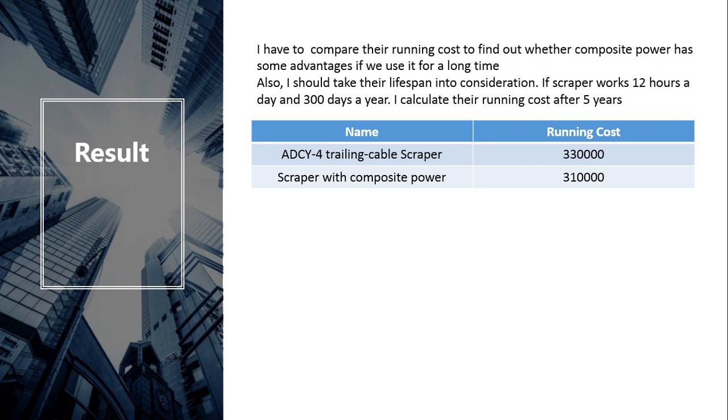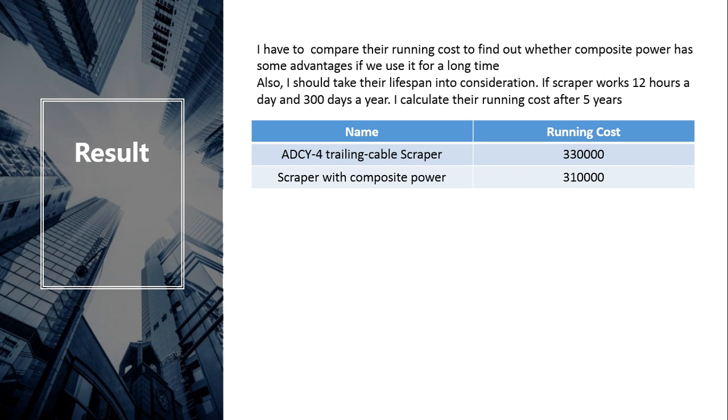And also I should take their lifespan into consideration. If scraper works 12 hours a day and 300 days a year, I could calculate their running cost after 5 years. The running cost is cheaper after running for 5 years. The original price of scraper with composite power is much more expensive than the cable one.